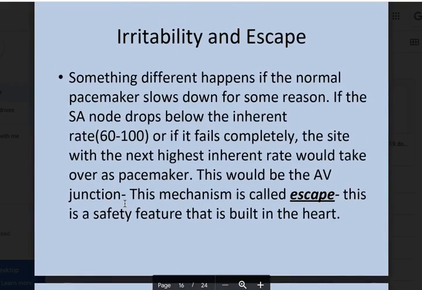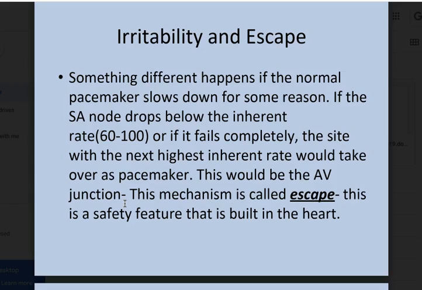Something different happens if the normal pacemaker slows down. If the SA node drops below the inherent rate of 60 to 100, or if it just fails completely, the site with the next highest inherent rate would then take over. This would be the AV junction first. This is called escape. This is literally your heart's built-in safety mechanism. If one site fails, you have a safety net under that site. And then if that site fails, then you have a safety net under that site.